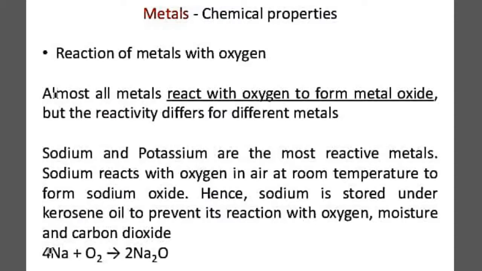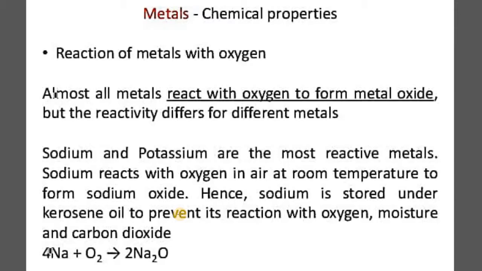So when we have to summarize the reaction of metals with oxygen, we find that almost all the metals react with oxygen to form metal oxides. But yes, there is a difference in the reactivity pattern of the different metals. A few of the metals may be highly reactive, a few of them may be moderately reactive, and a few of them will be very less reactive, which will require a lot of ignition for their reaction to get initiated.